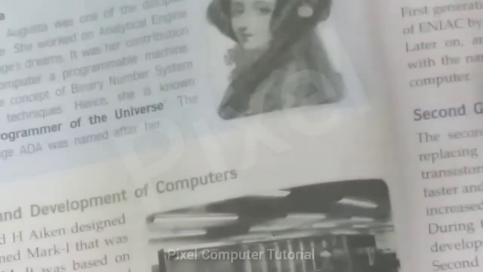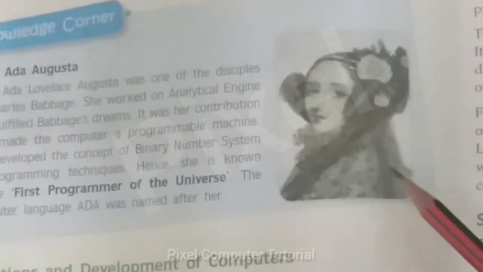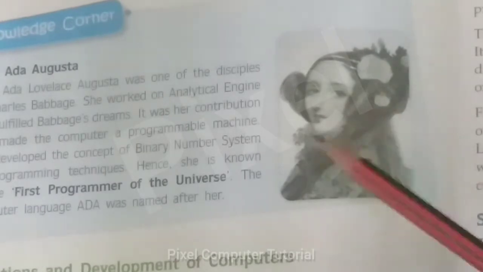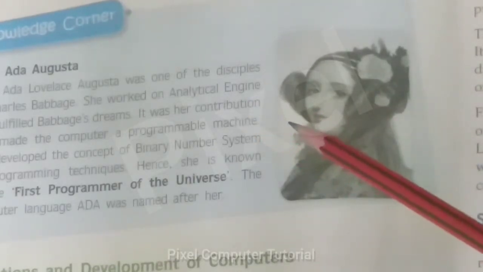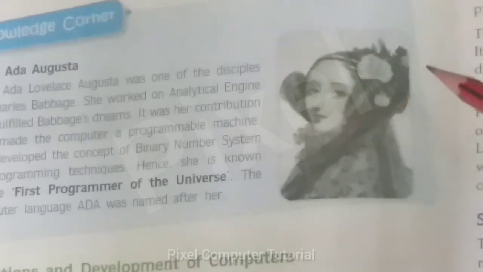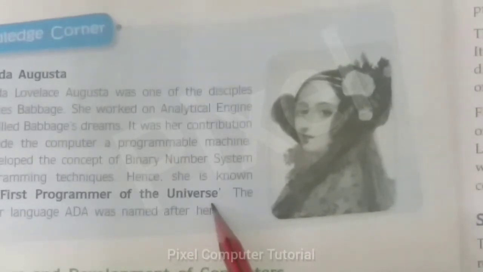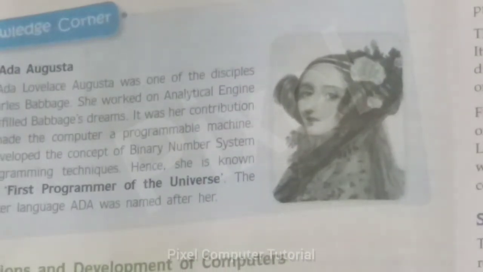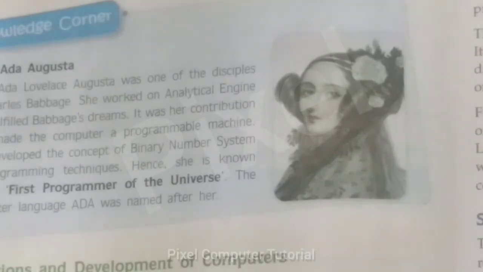It was her who actually invented the programming language. Basically, whatever design Charles Babbage had, it was Lady Ada Augusta who was the first person who designed the programming language. So she is called the first programmer of the universe. When she created this programming language, she used the binary numbering system, which is basically zeros and ones.